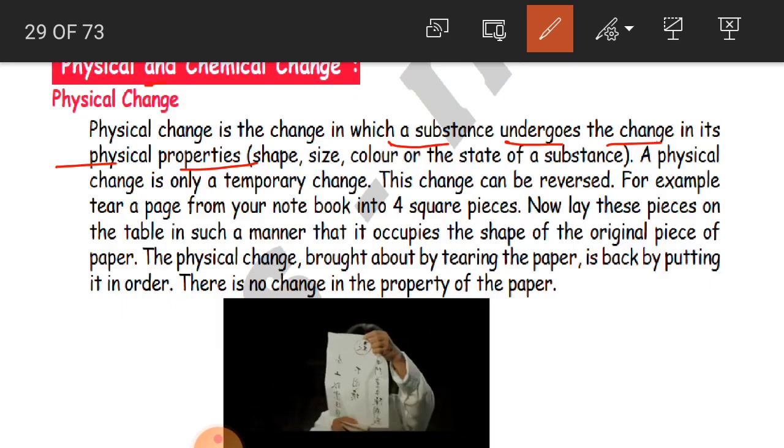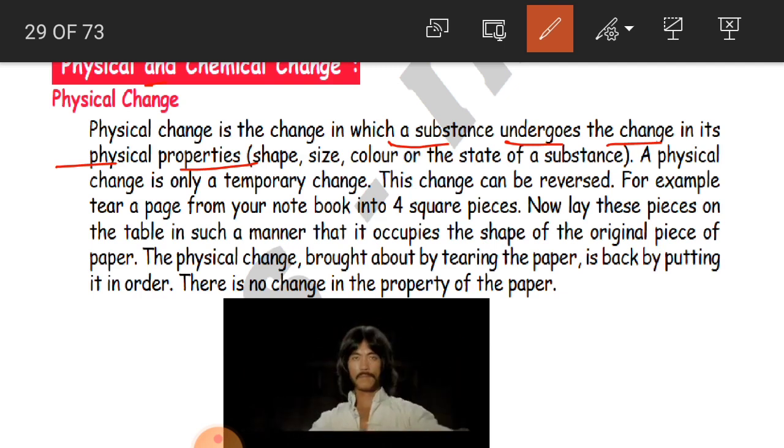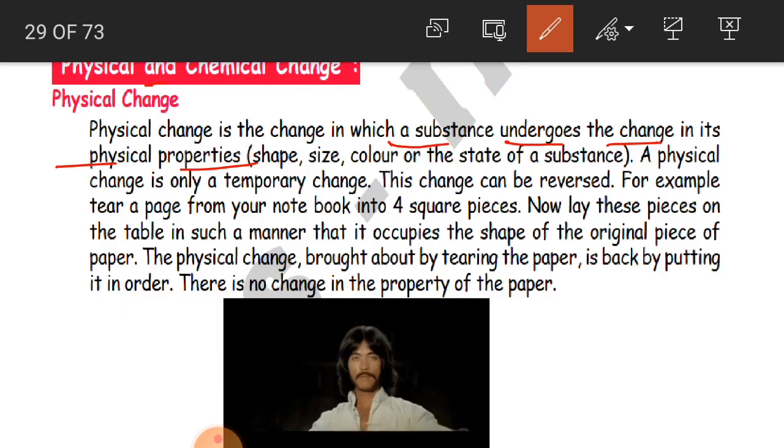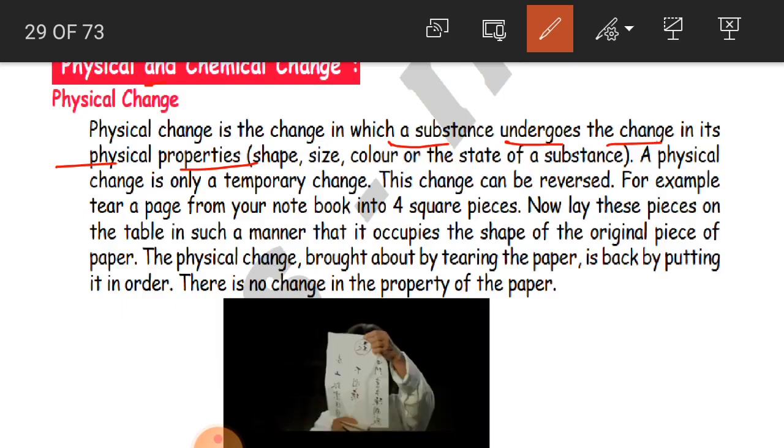So physical is like appearance, like what you see. That is the appearance. Suppose the ball is round in shape. So what is its physical appearance? The round shape. That is what we see, that is physical appearance. So the changes in those physical properties are called physical change. When the material is going to change physically, for example, if the shape, size, color, or the state of a substance changes.